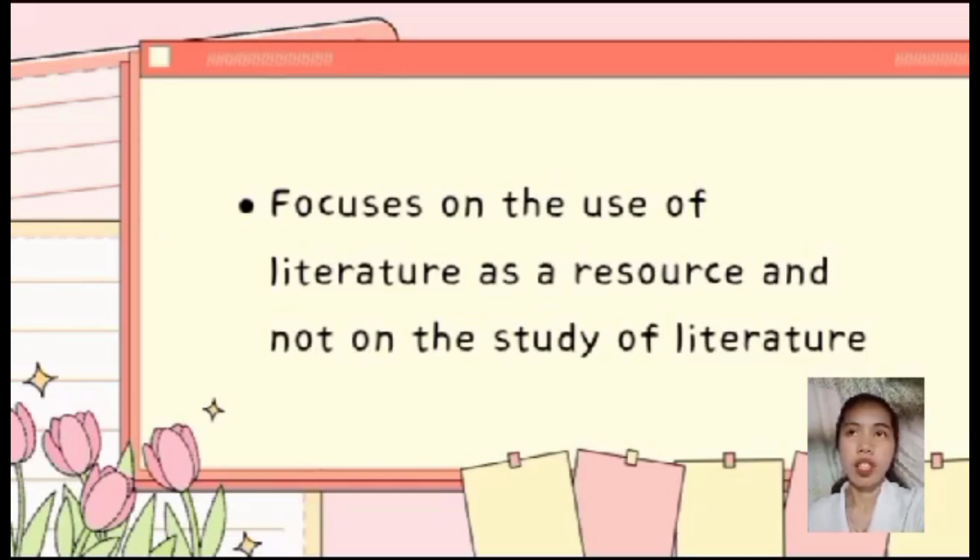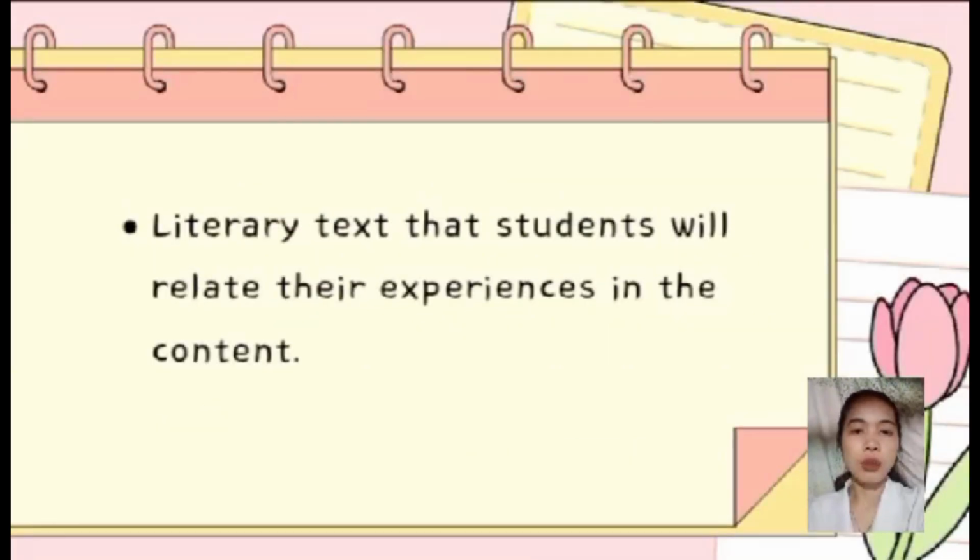So rather than analyzing literature for its historical significance, the personal growth model instills in the learners the desire to enrich their personal experience and encourage positive transformation in themselves. And of course, choose literary texts that the students can relate to their own experience.